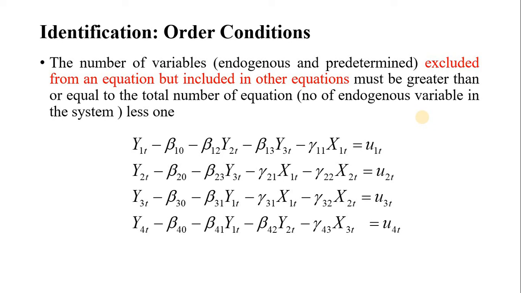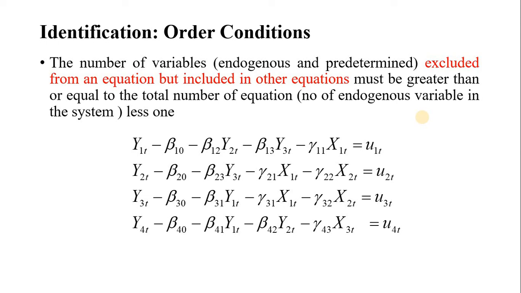This is the definition that we can give to the order condition. So you take an equation. This is a hypothetical example of a simultaneous equation model. Using this example, I will tell you what is excluded from an equation, and what is included in other equations.